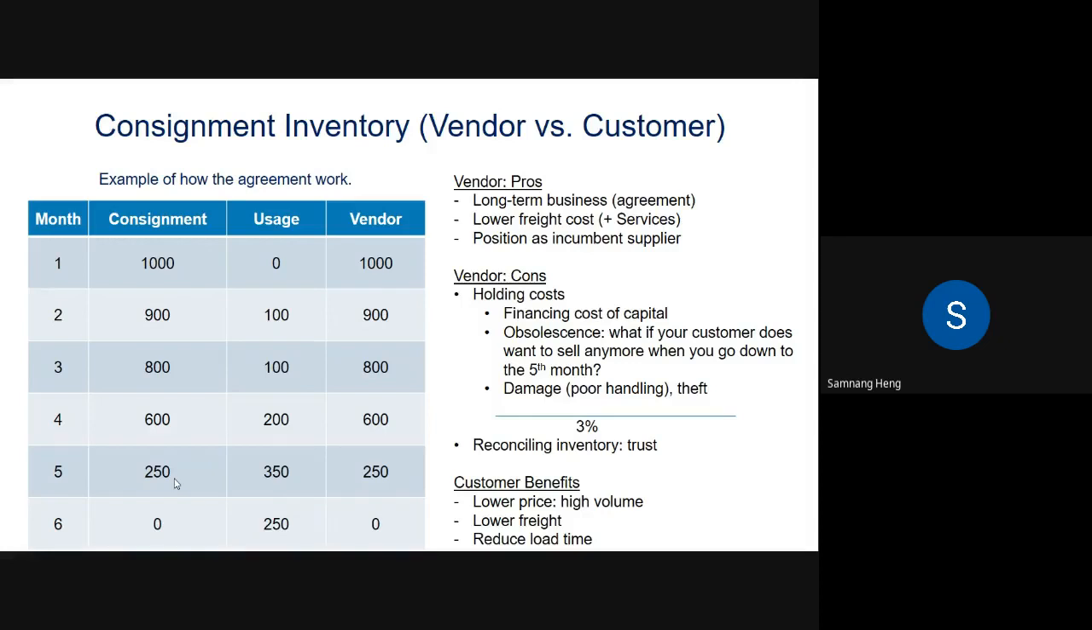You cannot just put our product with a customer without doing a background check. You cannot do that, especially for high value products. So reconciling inventory is about trust.